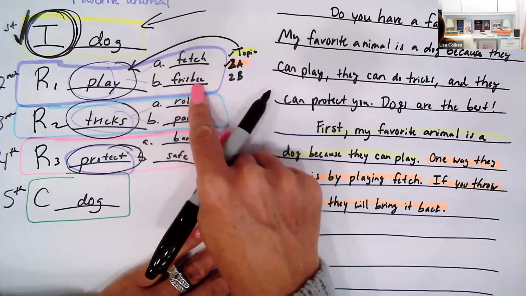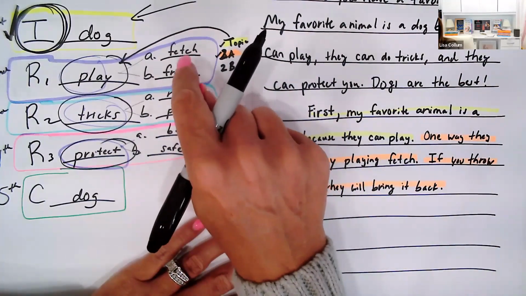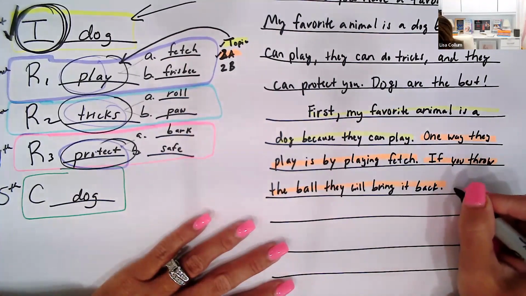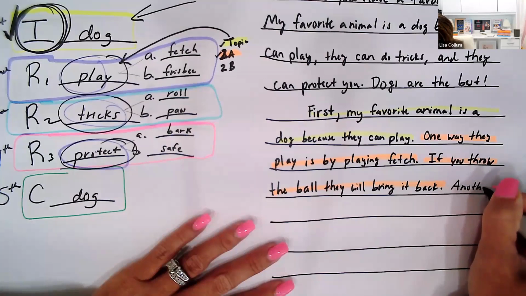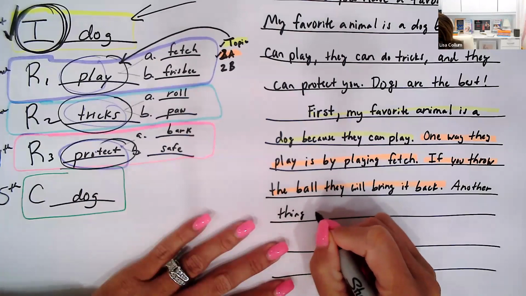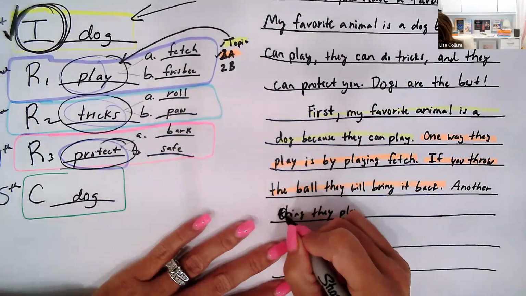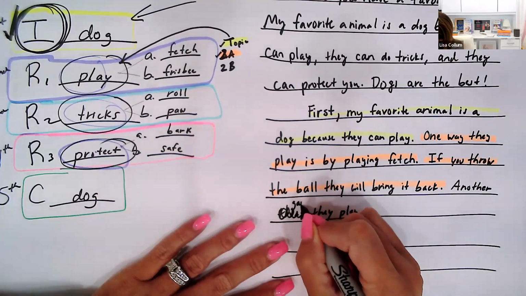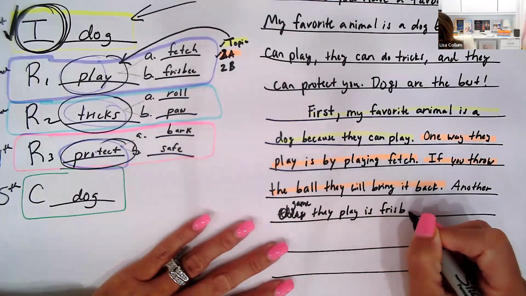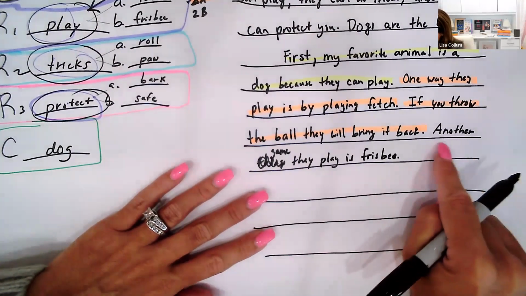Remember, this is an expository essay. So all I'm doing is explaining to my reader what my A and B are. So I have to write two sentences about B. B is Frisbee. So I'm going to say, another thing they play, or I'll put another game. Another game they play is Frisbee. Another game they play is Frisbee.